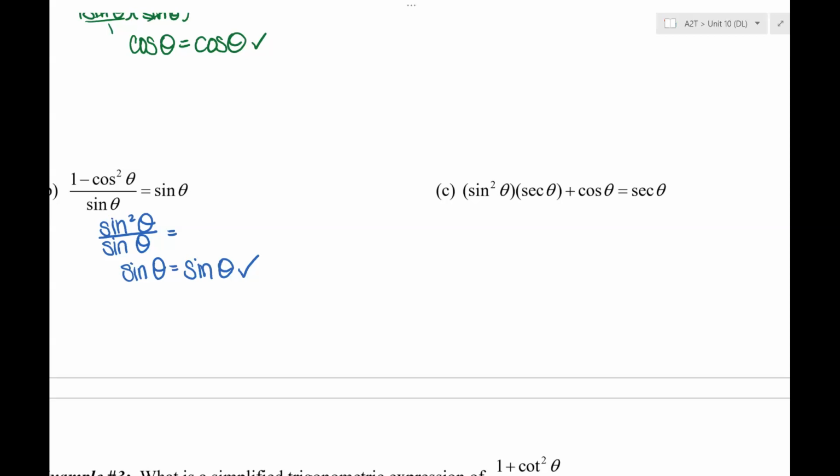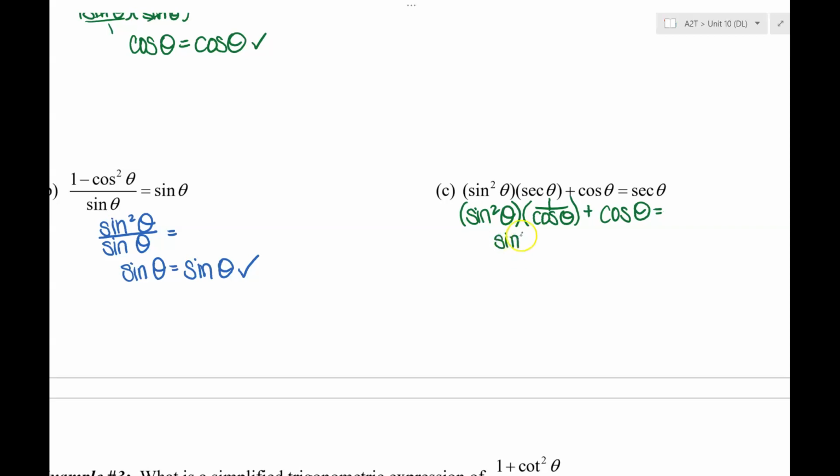Okay, so I'm going to leave sine squared theta for now. But I am going to change secant to be 1 over cosine theta so that all I'm dealing with is sine and cosine. I don't know if this is going to work. I'm just trying something out. If it doesn't work, I'm just going to erase it and start over. Okay, not a big deal. I'm just trying something. Don't be afraid to try.